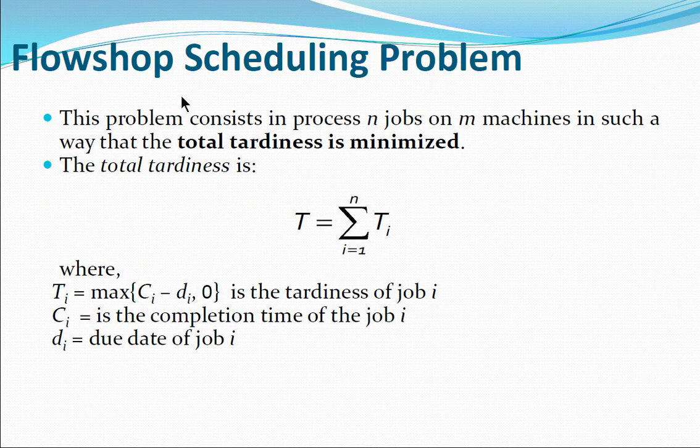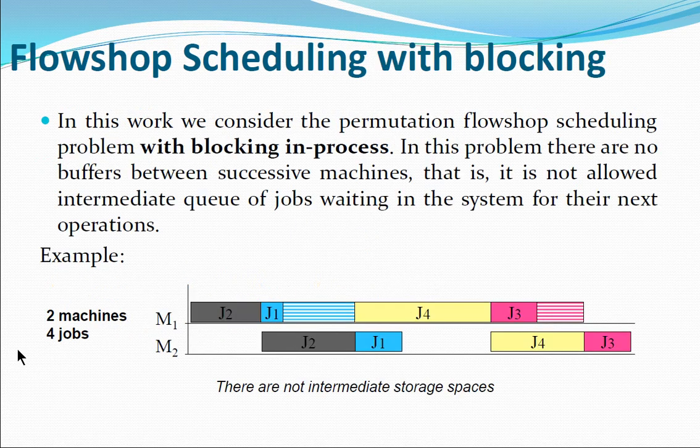About the problem addressed in this paper, the Flowshop scheduling problem, we can define it this way: a set of n jobs that must be processed on the machines in such a way that the total tardiness is minimized. The total tardiness is given by this formula, the sum of the tardiness of each job, where Ti is the tardiness of job i, Ci is the completion time of job i, and Di is the due date of job i.